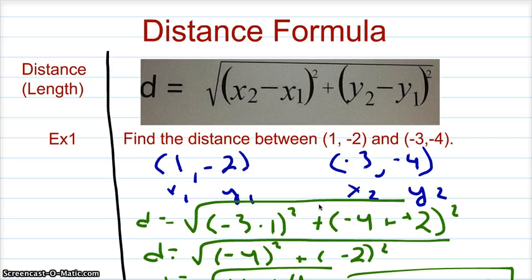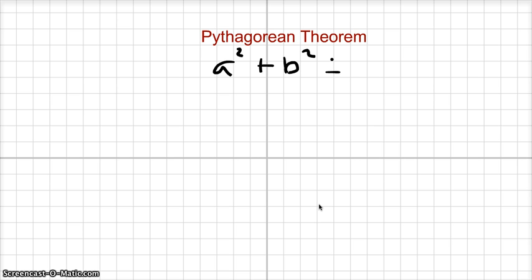Now we're going to do the graphing method. And when we're using the graphing method, we're going to use Pythagorean theorem. Let me spell that out. So we're going to use Pythagorean theorem this time, which, remember, is a squared plus b squared equals c squared.